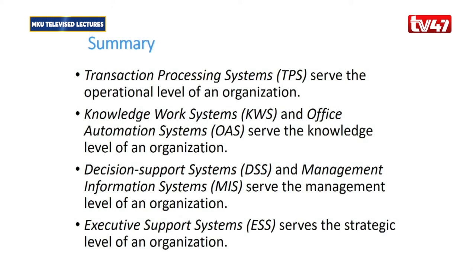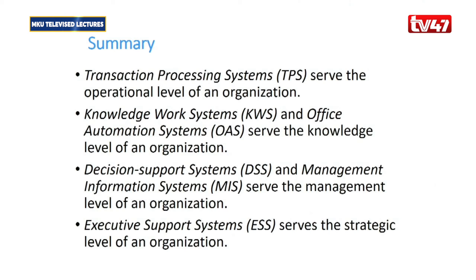Then we have the knowledge level information systems, where we talk of the knowledge work systems, office automation systems. Remember, the role of a knowledge work system is basically to help the specialists in a particular field to create new knowledge, so that we can understand a particular product or how a particular product can come in, for example, if it is a new product, or if we can change an existing product and make it improved, based on what is currently happening and also based on the competitors.